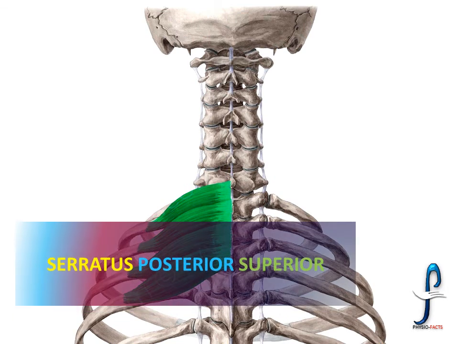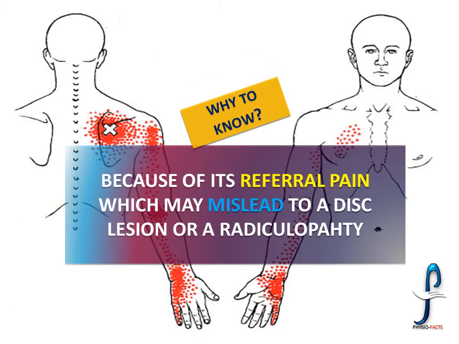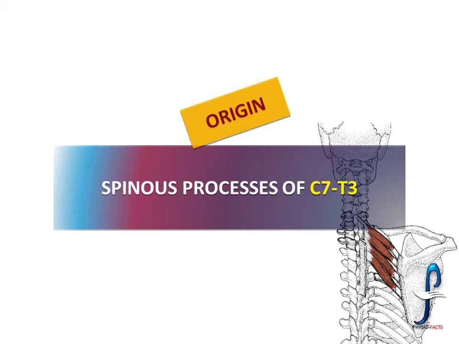Among the two groups of serratus posterior muscle, I would like to talk about serratus posterior superior because it has something special to discuss. Its referral pain is such that it mimics a radicular pain, a disc lesion. It may easily mislead an examiner. So it is a must to know about this, so I have chosen to discuss serratus posterior superior. Let us start with the basics of serratus posterior superior.